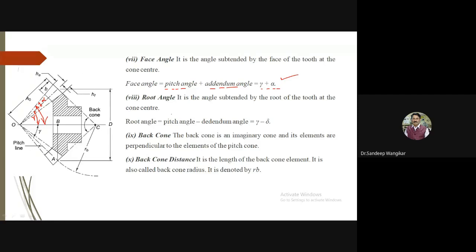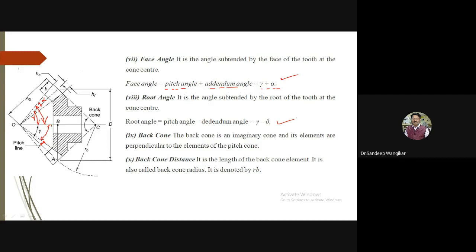Next concept, root angle. The root angle is the angle subtended by the root at the cone center. So you can see, I want only this angle. So it is gamma minus this particular smaller angle, which is nothing but the dedendum angle. So root angle is pitch angle minus dedendum angle, gamma minus delta. This is nothing but your root angle.